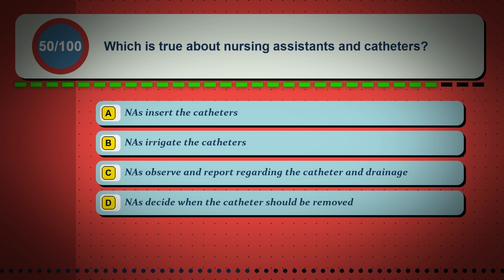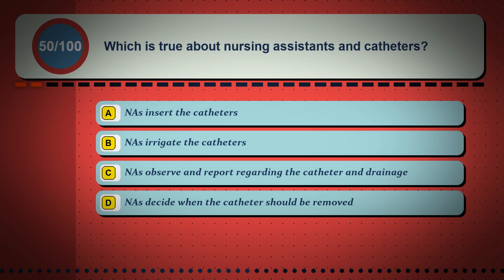Question 50. Which is true about nursing assistants and catheters? Option A. NAs insert the catheters. Option B. NAs irrigate the catheters. Option C. NAs observe and report regarding the catheter and drainage. Option D. NAs decide when the catheter should be removed.